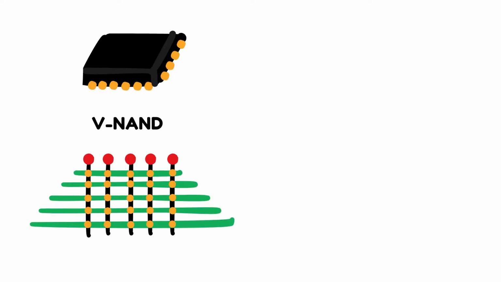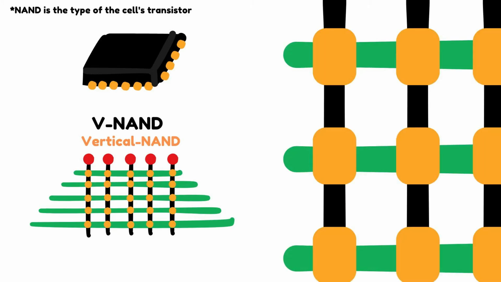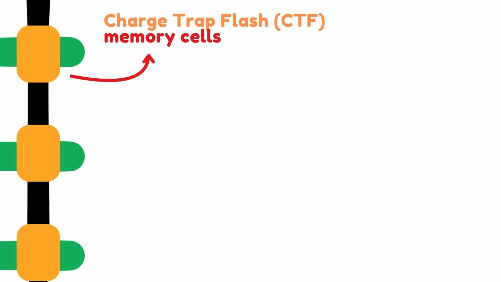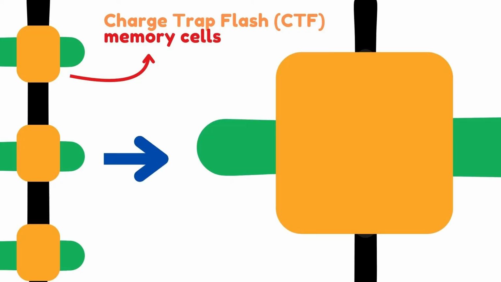Inside an SSD chip, there's a structure called VNAND, short for vertical NAND. It consists of multiple memory cells stacked on top of each other, forming a dense and efficient storage system. These cells are known as charge trap flash memory cells, where SSDs store data. Each individual cell is incredibly small, typically measuring around 20 nanometers or less in modern SSDs, allowing millions of them to fit within a tiny chip.